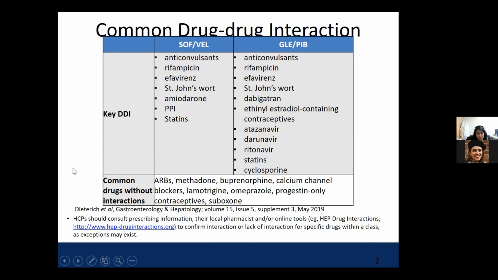I'll show you another way you can check your drug-drug interactions, including discussing it with the pharmacist that works with your practice, or individual pharmacists that patients are getting their medications from.